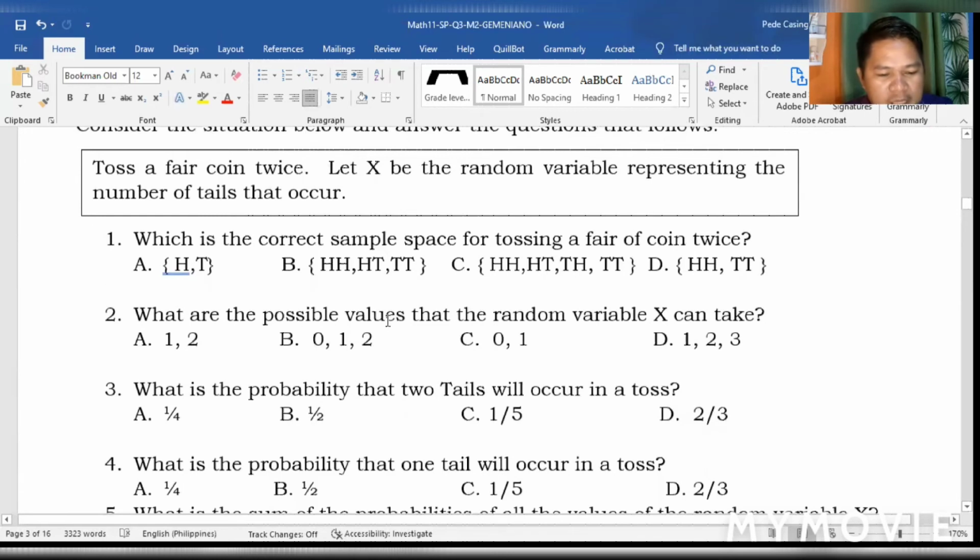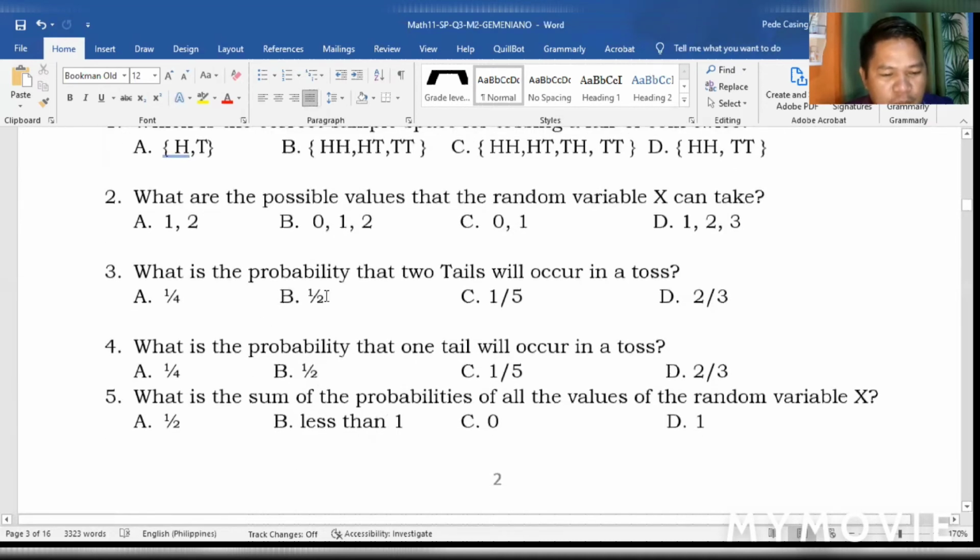Number 2, what are the possible values that a random variable X can take? A, 1 and 2, B, 0, 1, 2, C, 0, 1, or D, 1, 2, and 3. Number 3, what is the probability that two tails will occur in a toss? A, 1/4, B, 1/2, C, 1/5, D, 2/3.